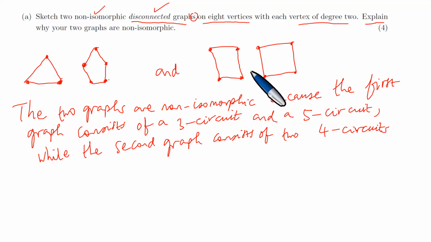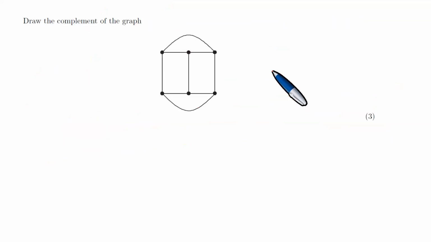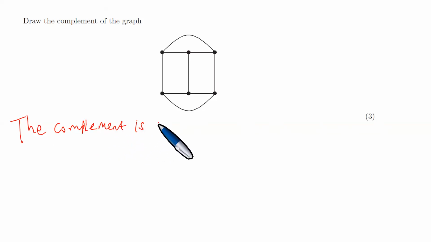Okay, let's look at more graph examples. These cover the basics on the graphs. Let's draw the complement. We looked at the complement last time, but let's understand the complement more. How do we find the complement of this one? Draw the complement of this graph. What is the complement given by?